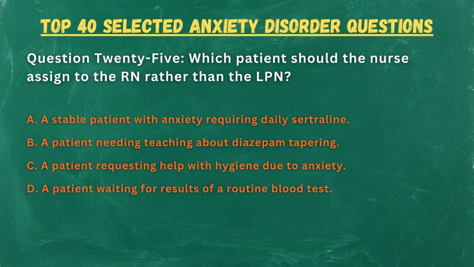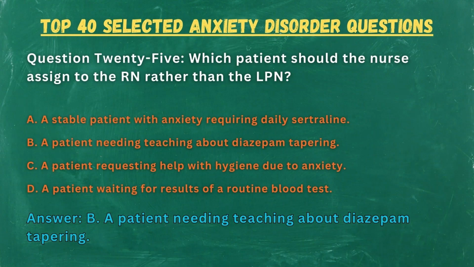Question 25. Which patient should the nurse assign to the RN rather than the LPN? A. A stable patient with anxiety requiring daily sertraline. B. A patient needing teaching about diazepam tapering. C. A patient requesting help with hygiene due to anxiety. D. A patient waiting for results of a routine blood test. Answer: B. A patient needing teaching about diazepam tapering.